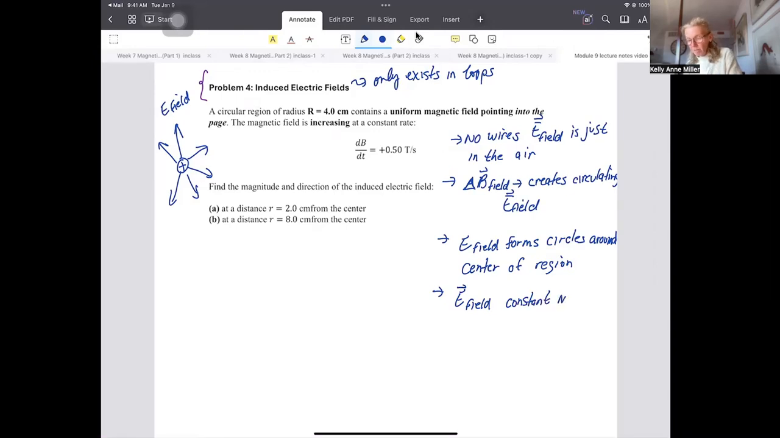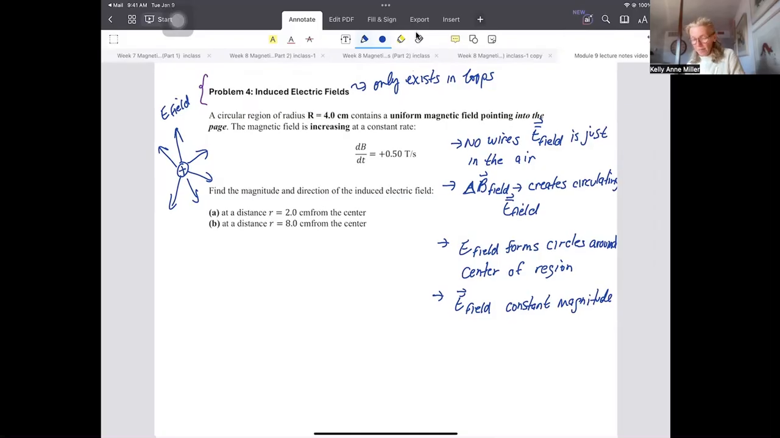It's got a constant magnitude around or along a path of radius r. So all the way around the path, the magnitude of the E field is the same. Okay, so let's draw it.